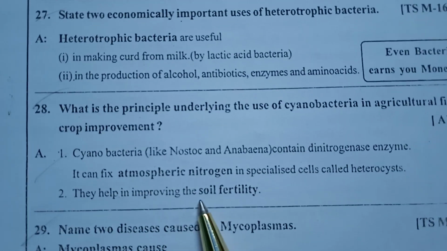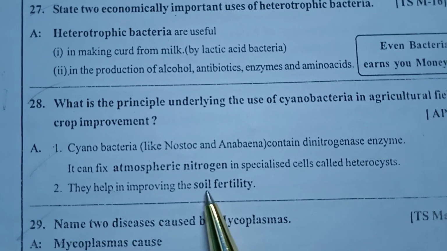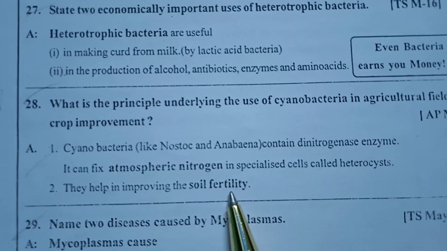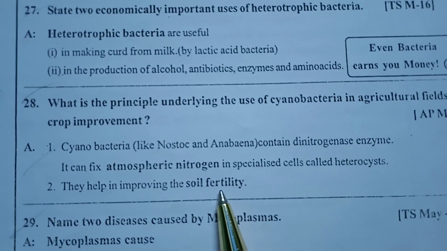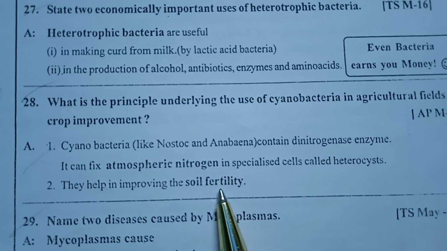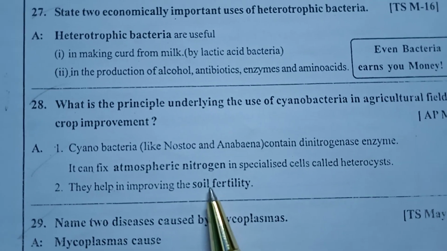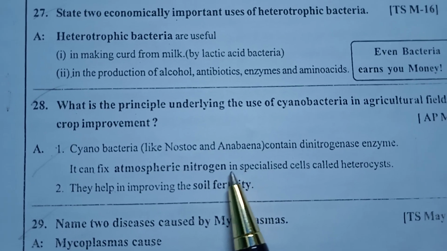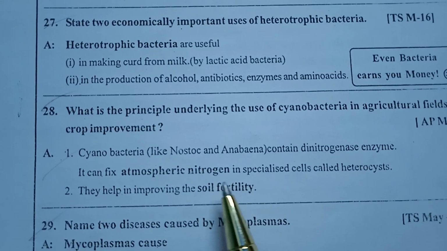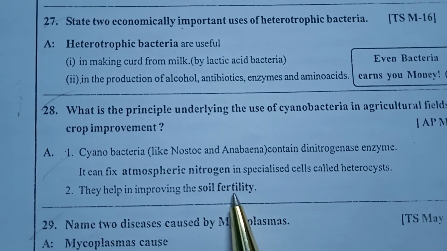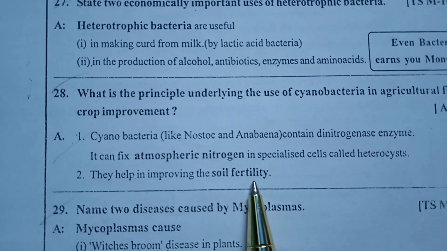They help in improving soil fertility. Soil fertility means the ability of soil to support plant growth by providing plant nutrients, and it contains biological characteristics as a habitat for plant growth. It's called soil fertility. Nostoc and Anabaena improve soil fertility.